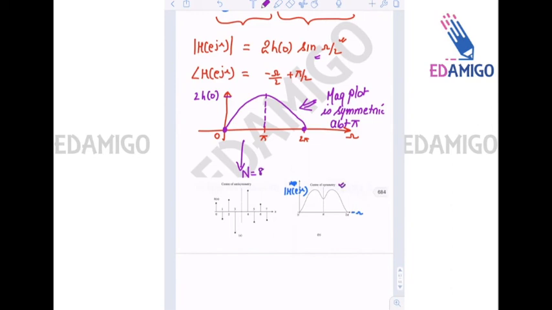So in this lecture we have seen for all the 4 cases of FIR filter how the filter response will be. Okay.